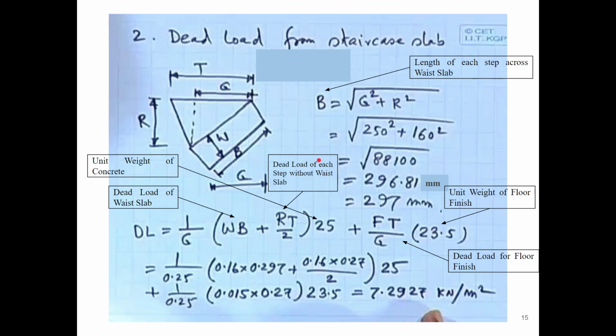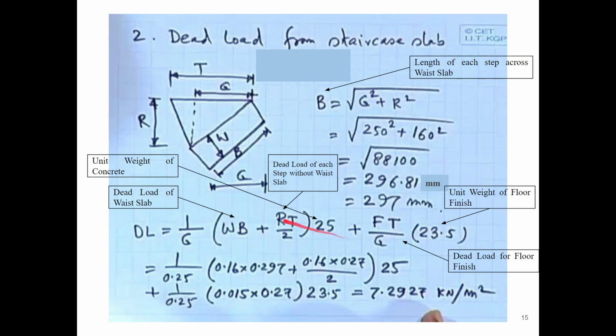As we just discussed, there are basically three terms. One is the dead load for the step without the slab, which is WB into 25 by G. Second is the dead load for the waist, the waist slab, that is calculated using this formula, WB into 25 by G.